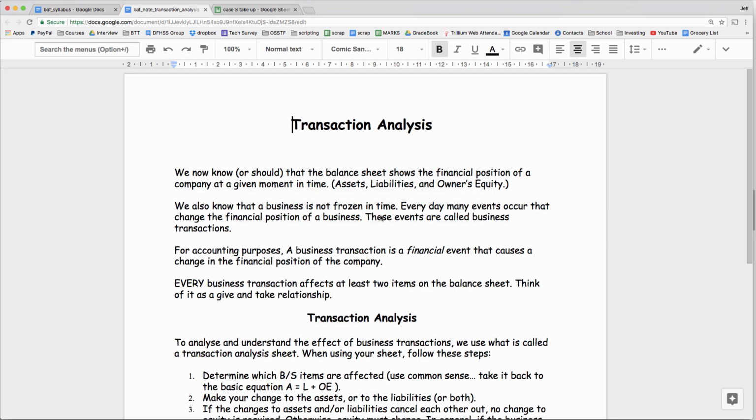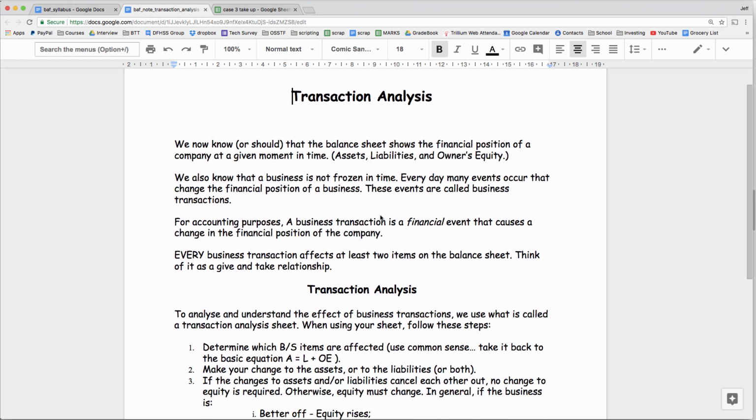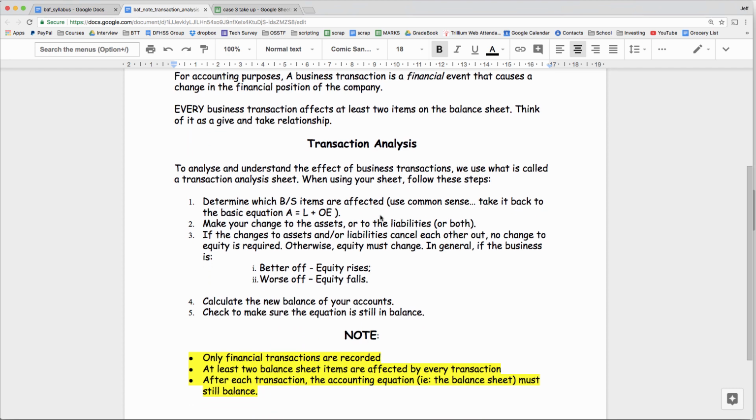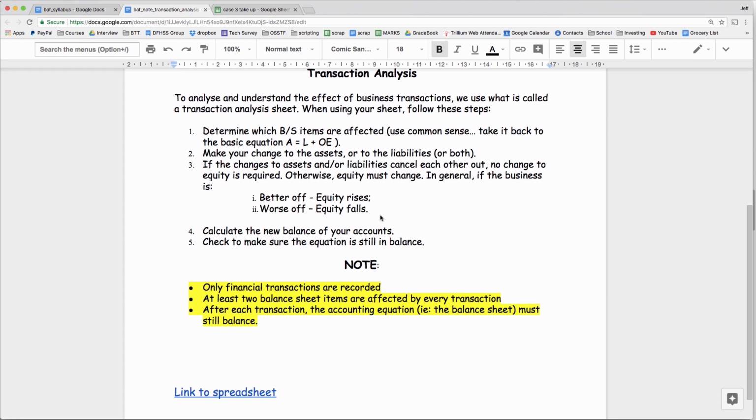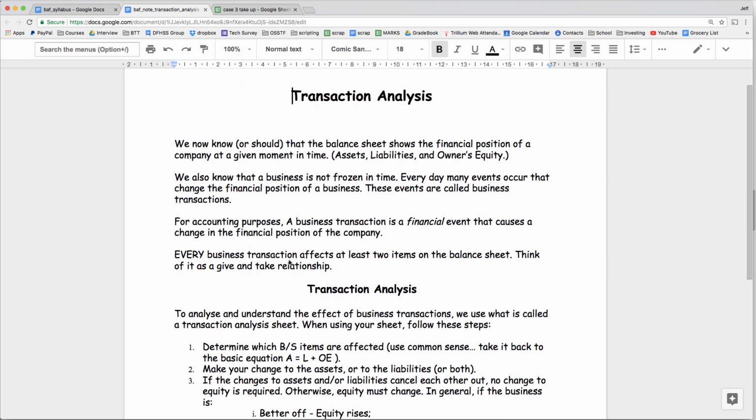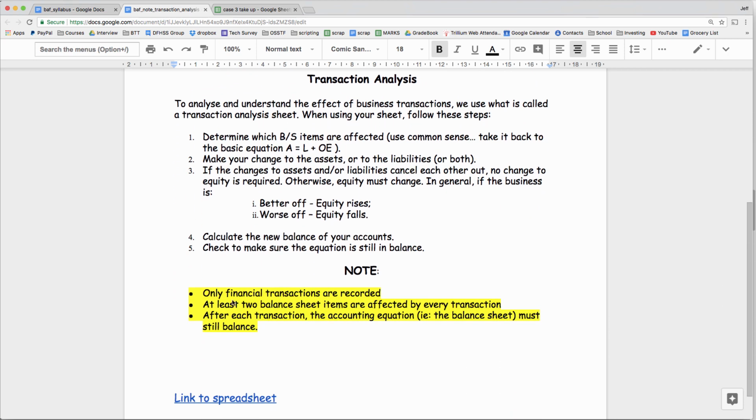So let's take a look at this. There's a note. I'm not going to read through it because I assume you're all literate, so you can read through this note. I'm just going to highlight what's important and do the actual activity. So transaction analysis is essentially... if you have a question about this, you fire me an email. But essentially, it boils down to these things right here.